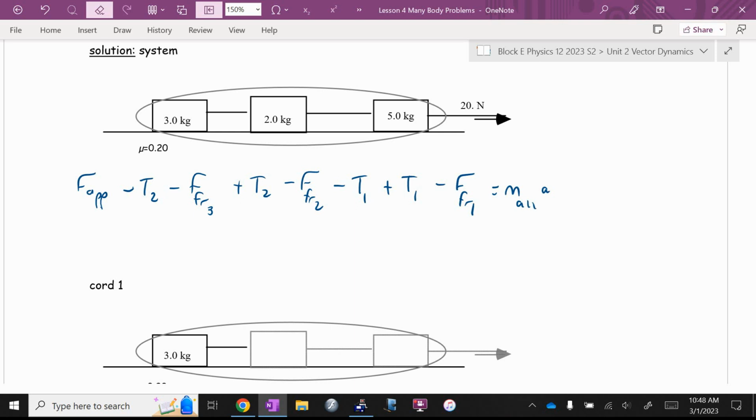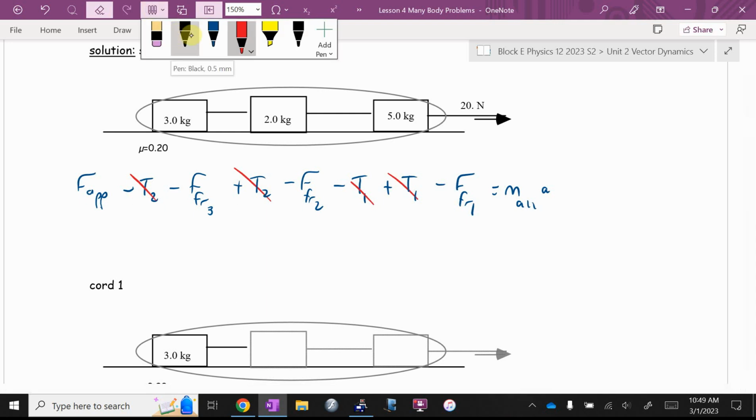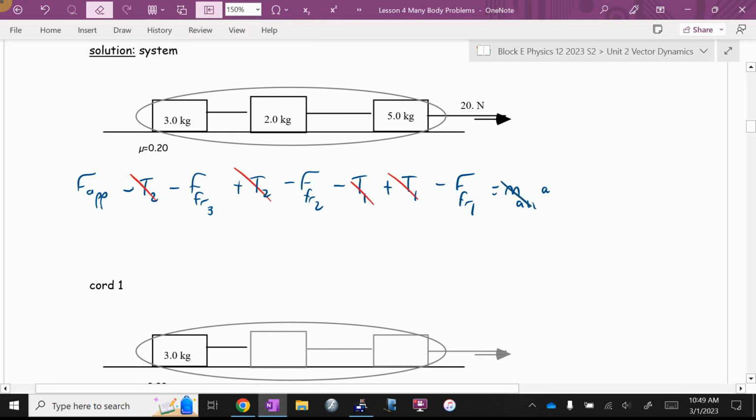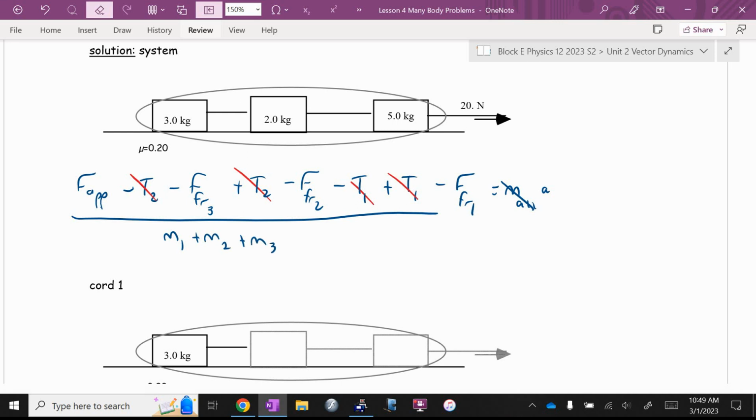Oh, this is a double dose. Really losing some tension. This is great. Gone, gone, gone, gone. And in fact, Eliana, I'm going to do one more thing because I know I'm trying to find A. I'm going to cross out the M all and I'm going to say, hey, it's going to be M1 plus M2 plus M3. I think I've got to move down a line.